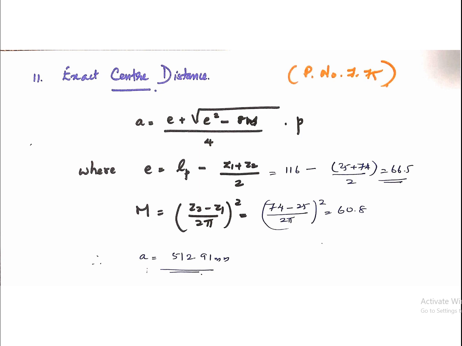As per all these design criteria, to finally make this design optimum, you should select a center distance of 512.91 mm. Okay, so this is the exact center distance that should be selected for completing the design. Okay, so these are the basic steps.